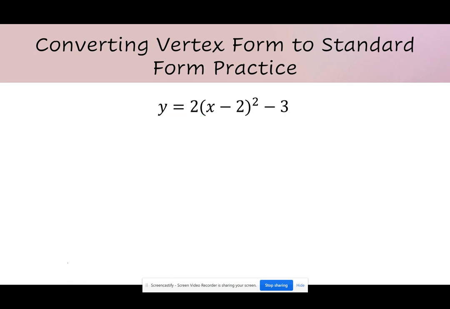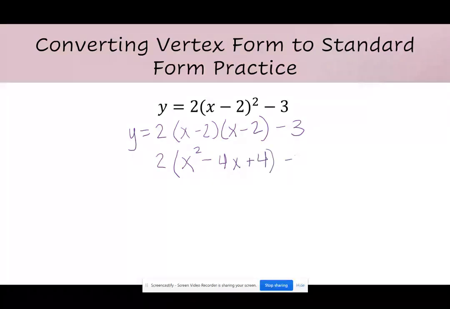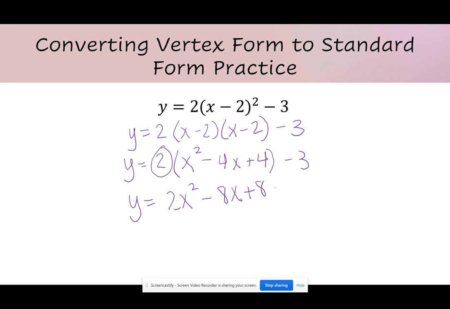So we're going to look at another one of these. So again, I always rewrite it (x minus 2) times (x minus 2). You can skip this step if you want. Now I multiply them out, so we get x squared minus 4x plus 4. Don't forget to bring down your plus c on the end. Then distribute in this 2. So we get 2x squared minus 8x plus 8, and this is the step where your parentheses can go away. And your last step is to just combine your two constants. So we get y equals 2x squared minus 8x plus 5.